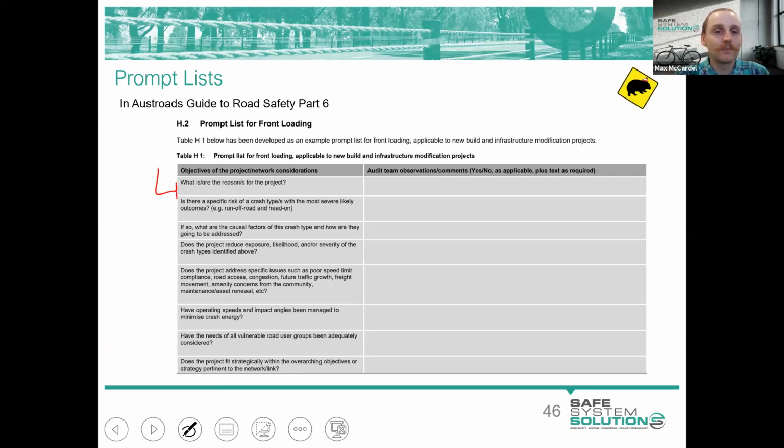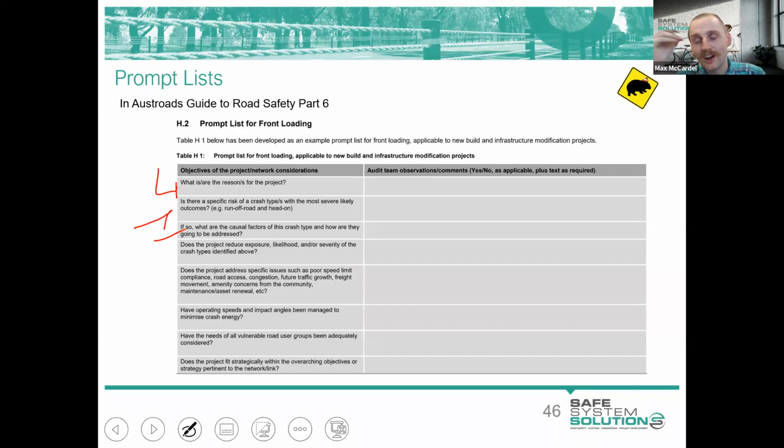So I'll just run through a few of the prompts that we're getting within this first section, which is the front loading. So, what is the reason for the project? Is there a specific risk or crash type, most severe likely outcomes? So run-off road is one that you'd probably be looking at. Another one in there is if there's any potential collisions with vulnerable road users. We know that they are certainly at risk for serious outcomes. If so, what are the causal factors of this crash type and how are they going to be addressed? Is there anything in the design that would help mitigate that risk? If not, that's probably a good spot to start for an audit finding.